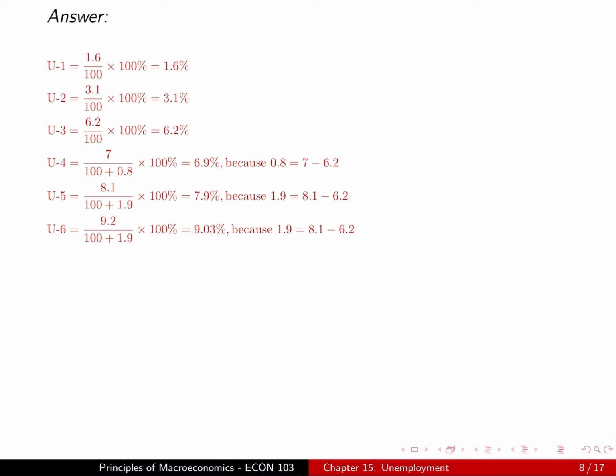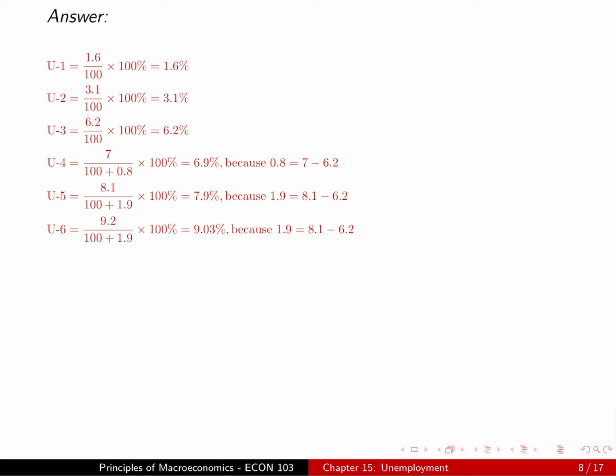U2, we take the number of job losers and persons who have completed temporary jobs, excludes job leavers, divided by the number of civilian labor force. That is 3.1 divided by 100 and times 100%, which equals 3.1%. U3, we take the number of unemployed divided by the number of civilian labor force. That is 6.2 divided by 100 and times 100%, which equals 6.2%.